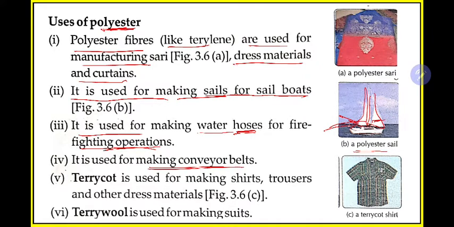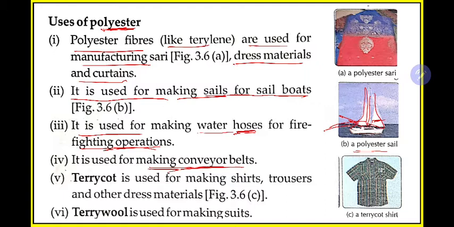Then the next use is for making conveyor belts. In different big malls, you may have seen that if you place your object in one place, it will move to the cashier. Or, for example, in Big Bazaar, you have seen the escalators there. If you just step onto the first stair, the belt will take you upstairs. So these are some rubber-like materials, and on those materials polyester is used in making conveyors.